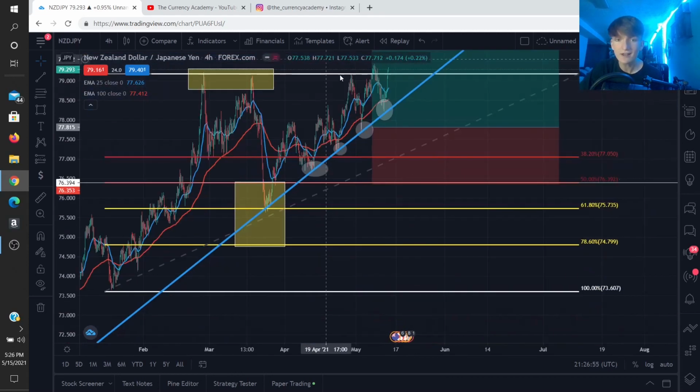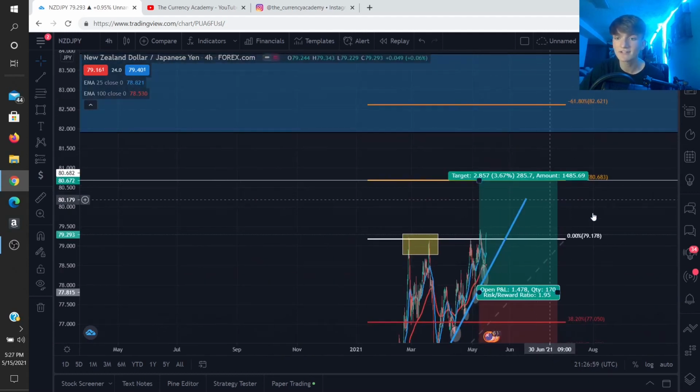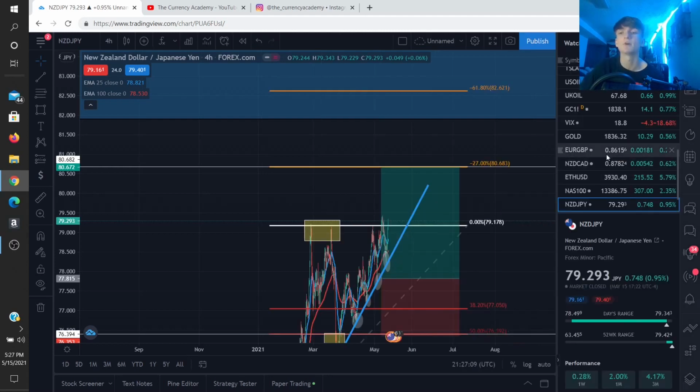Now, right now, we are just waiting for price to come up, come up, come up, hit our -27 extension. It's going to be a great trade. Ton of profit here to be made. Super excited that I got in on this trade. And yeah, I also want to go over another trade that I posted on my Instagram page this week.